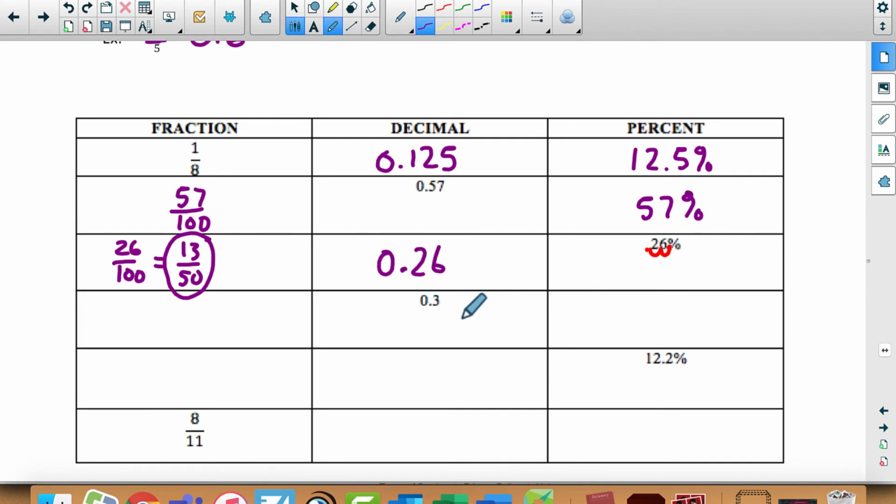Okay, decimal to percent. Again, we've done that a few times. You move the decimal 2 to the right. 1, 2. Uh-oh, we got a space. What goes in there? A 0. So you end up with 30%.